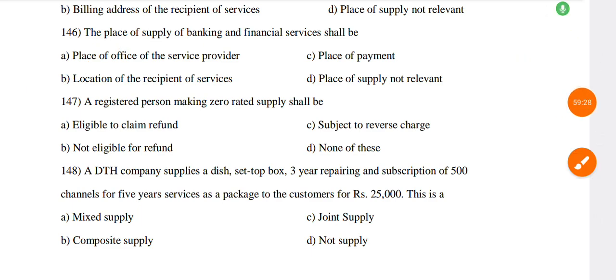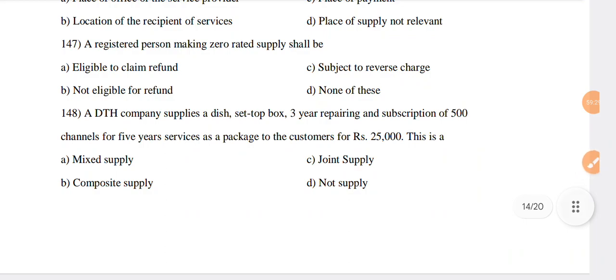Next question. A registered person making zero rated supply shall be option A eligible to claim refund, option B not eligible for refund, C subject to reverse charge, and D none of this. The correct option is A.